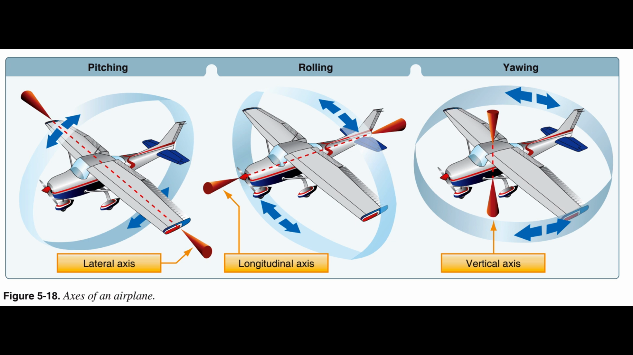The three motions of the conventional airplane, roll, pitch, and yaw, are controlled by three control surfaces. Roll is controlled by the ailerons, pitch is controlled by the elevators, yaw is controlled by the rudder. The use of these controls is explained in Chapter 6, Flight Controls. Other types of aircraft may utilize different methods of controlling the movements about the various axes.